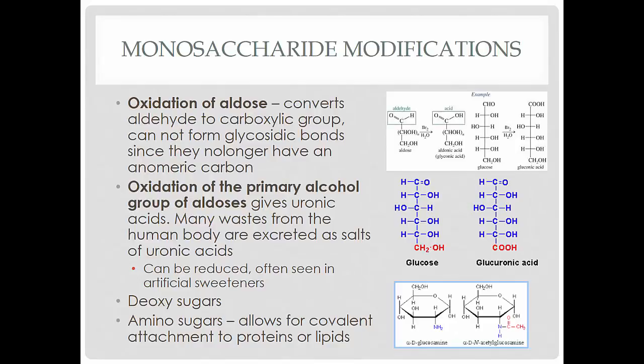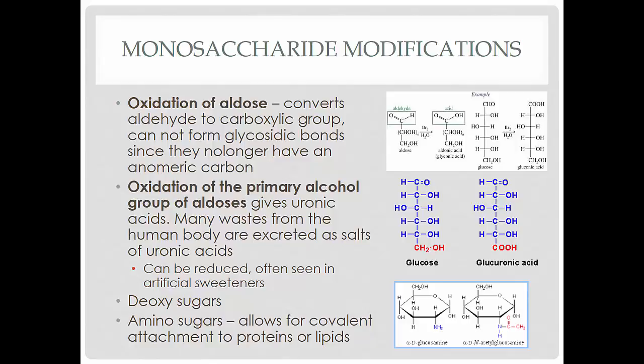Monosaccharides themselves can undergo a number of chemical modifications, such as oxidation of the aldehyde group to form a carboxylic acid. When this happens, however, the aldose can no longer form glycosidic bonds with other sugars because the anomeric carbon has been oxidized. We can also have oxidation of the primary alcohol groups within aldoses to yield uronic acid. Uronic acids are often coupled with molecules to make them more water-soluble for secretion in the urinary system. Reduced forms of uronic acids are commonly used as artificial sweeteners.